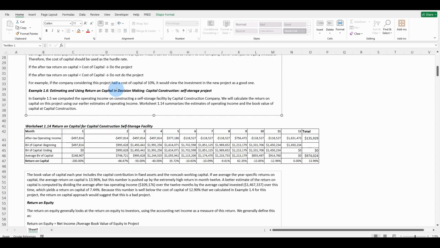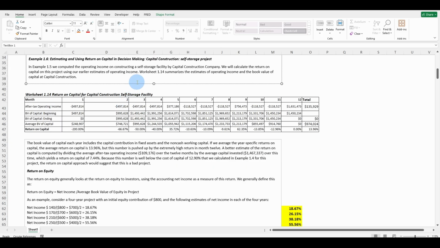Estimating and using return on capital in decision making: capital construction, self-storage project. Example 1.5, we computed the operating income on constructing a self-storage facility by Capital Construction Company. We will calculate the return on capital on this project using our earlier estimates of operating income. Worksheet 1.14 summarizes the estimate of operating income and the book value of capital for this project. We have after-tax operating income, $497, and then $377.